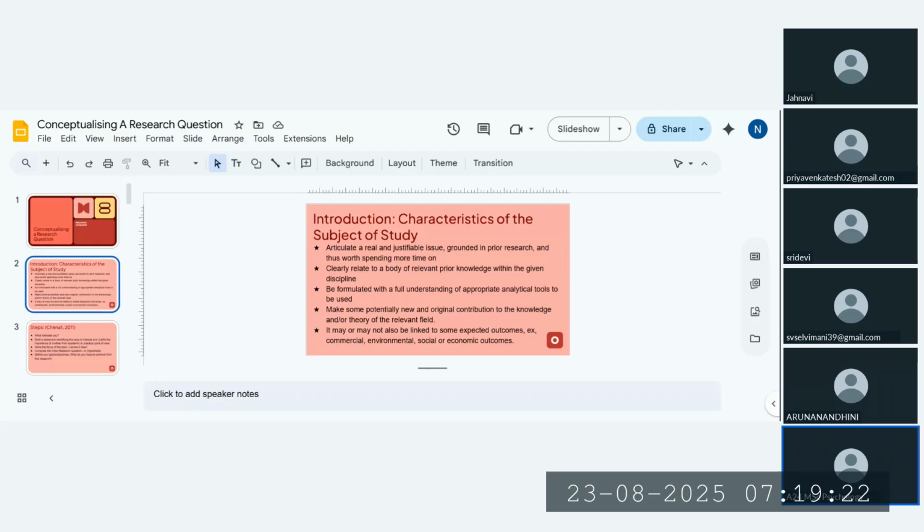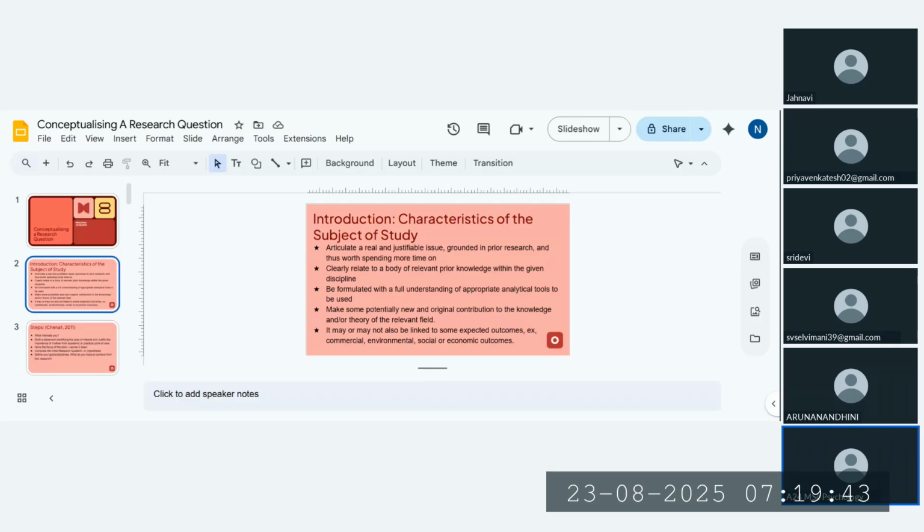And it may or may not also be linked to some expected outcome. Like in the research pannathanaala, is there some commercial benefit, or is there some environmental benefit? Is there some social benefit or some economic benefit? Some outcome should be there for the research. It cannot be just grounded in theory. It has to have some practical application.